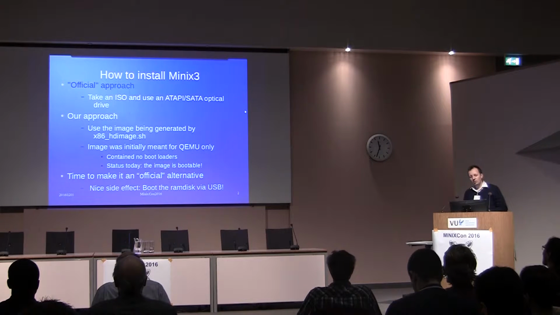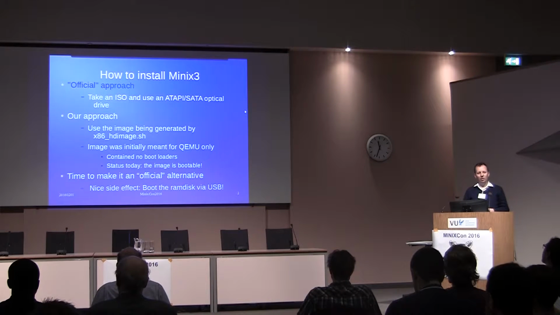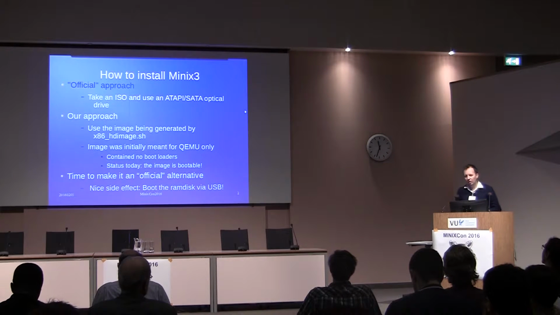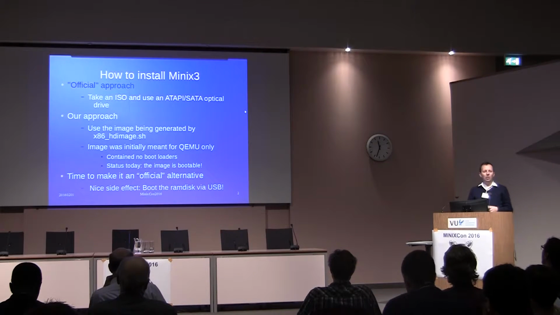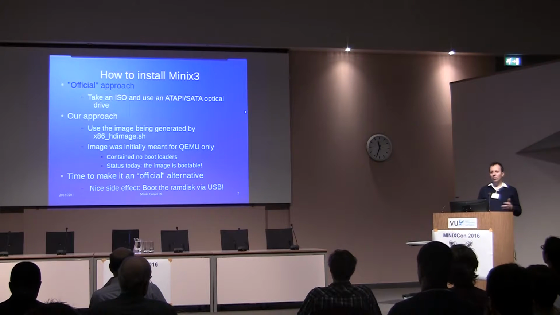So what we did was we used the image generated by the x86 HD image script, and the image was initially meant for QEMU only, and so it was just not bootable. You can use it with QEMU, but then you have to use the kernel and other things outside the image, which makes it hard to boot at all.